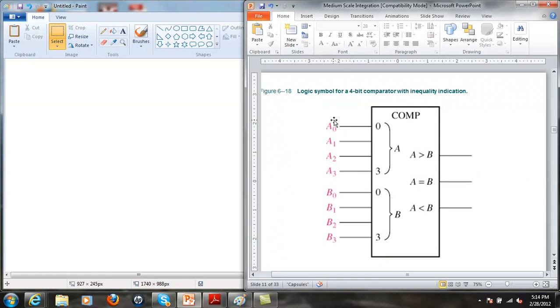So this is a 4-bit comparator. So if I have a 4-digit binary number, it compares A and B. And there's 3 outputs where A can be greater than B, equal, or less than.